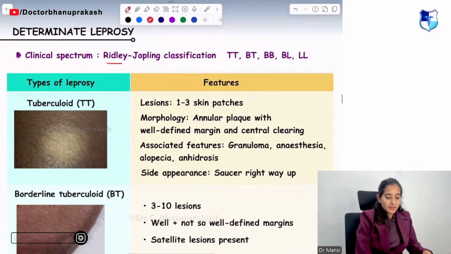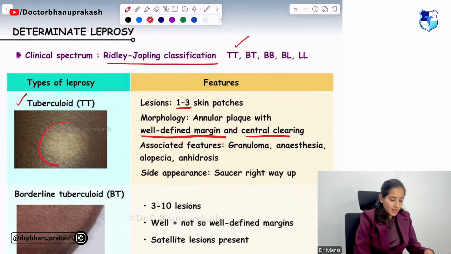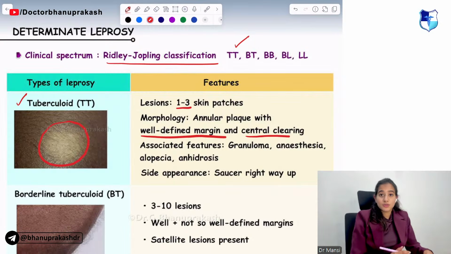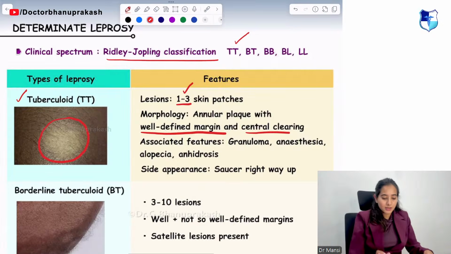Now the Ridley Jopling classification of leprosy, where the first type is tuberculoid type. Because the cell mediated immunity is good, there will be a well defined margin and central clearing in the annular plaque. This is the characteristic skin lesion found in tuberculoid leprosy, and the lesions will be 1 to 3 in number.